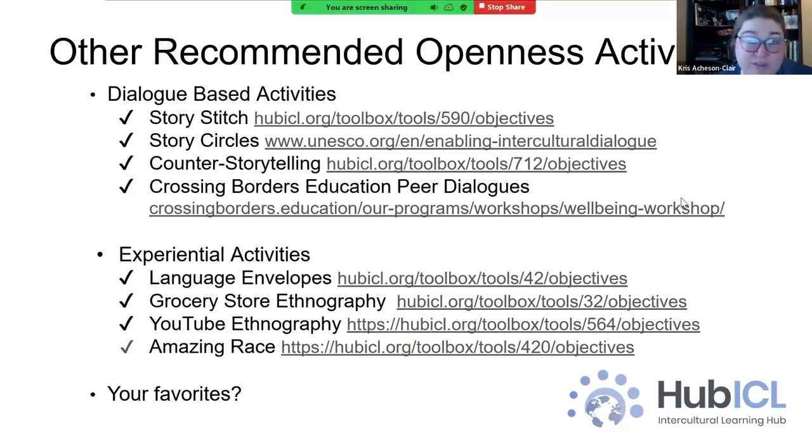So with the dialogue-based activities, here are a few options beyond the ones that we specifically mentioned along with the five nosy questions. So Story Stitch, Story Circles, those are both frameworks for taking diverse groups and giving them a structure to guide discussion and dialogue within smaller groups. So you take a large group, break them down into smaller groups, and it gives a way for them to interact with each other and get to know each other as cultural beings and share experiences and gain insights across cultural differences. So those are both ones that I would recommend.